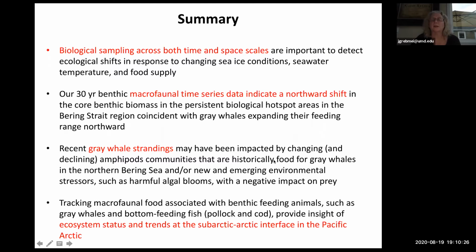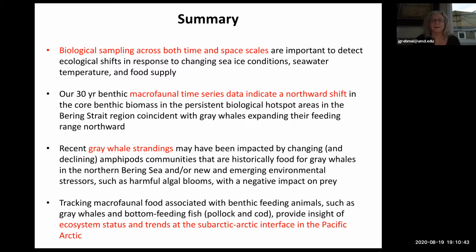We're going to go back on our data sets that are further spatially, because that's where the gray whales are going, to evaluate that versus some of these other stressors, such as harmful algal blooms, because those stressors have a negative impact on the prey base for these animals.